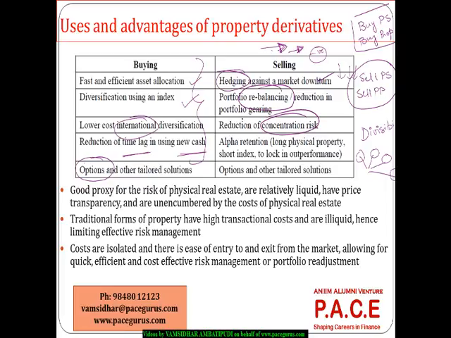But now when I am depending on an index, probably I can diversify to any extent. So again, I can have alpha options and any other tailored solutions on top of these property derivatives. And I can very well go long on the physical property and short on the index to create outperformance as well. So even a seller is quite comfortable in terms of using property derivatives rather than typically going with a physical property.